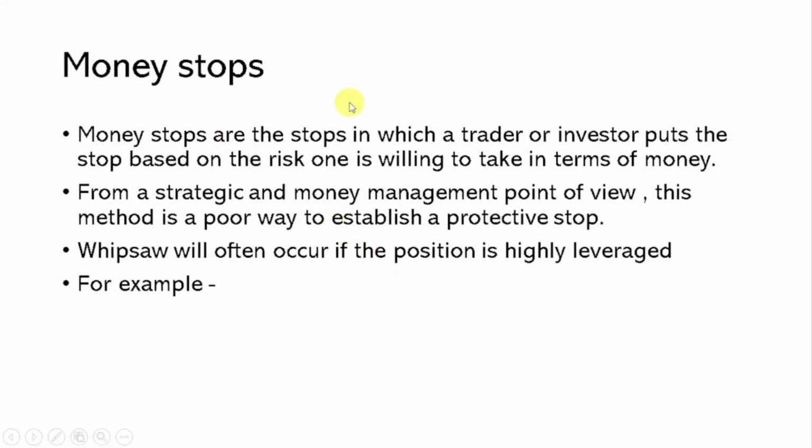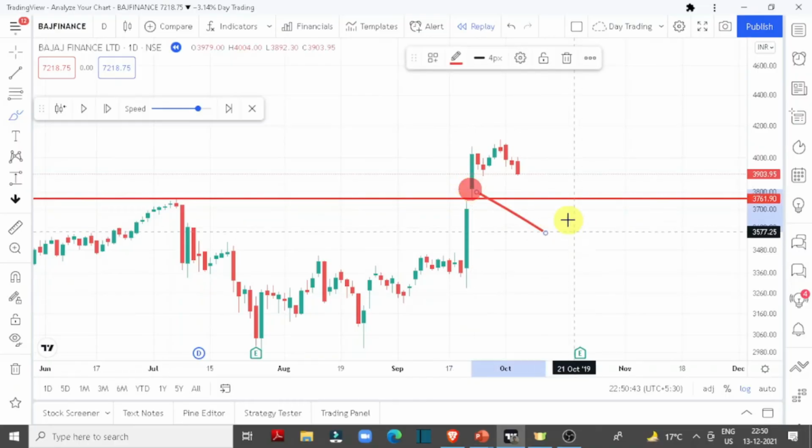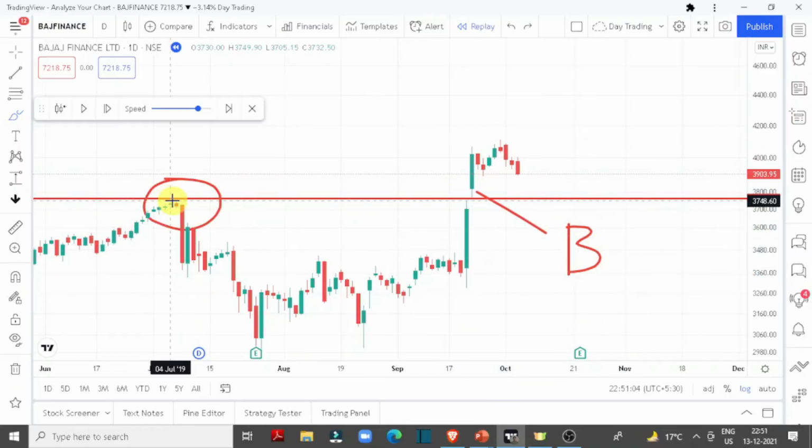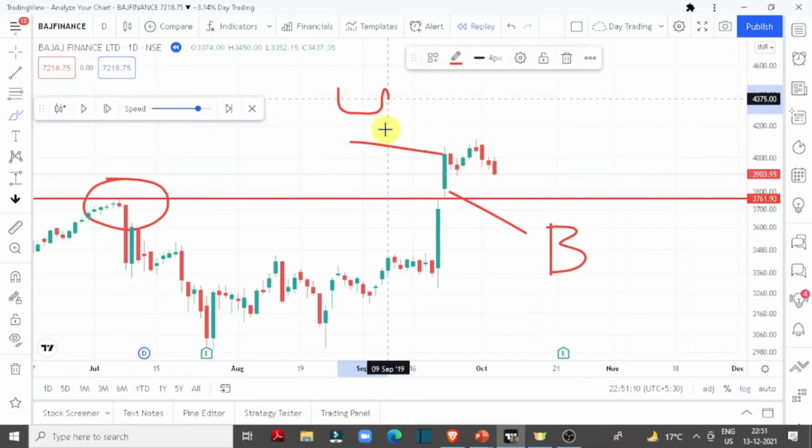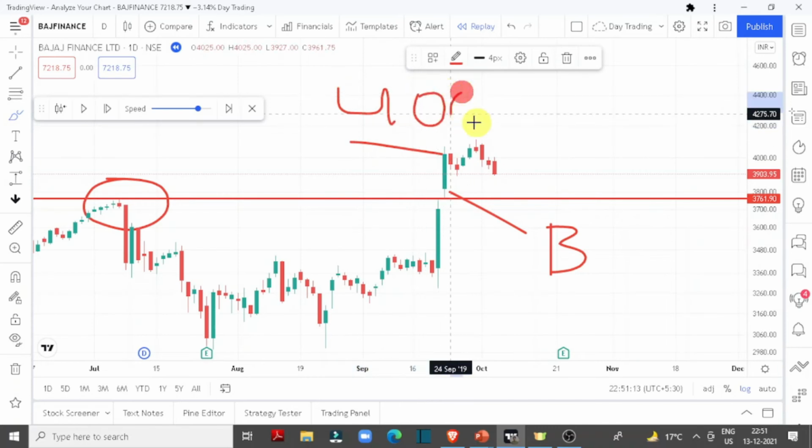Now let's talk about money stops. What are money stops? Money stops are stops in which a trader or investor puts the stop based on the risk that one is willing to take in terms of money. What does this definition mean? Let me show you this in TradingView. Let's say you buy the stock somewhere over there because you see that there is a resistance. So you buy at this level. Let's say that you buy at 4,000 rupees, right? So 4,000 rupees is your buying point.